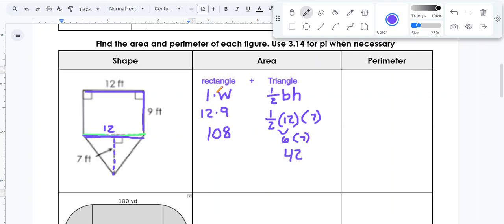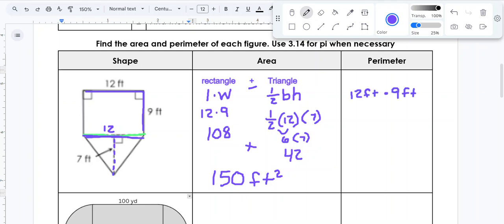Now that I found the area of the rectangle and the area of the triangle, I want to add them together. If I add 108 plus 42, that's going to give me 150. This is measured in feet, so it'd be 150 feet. And then area is always squared.